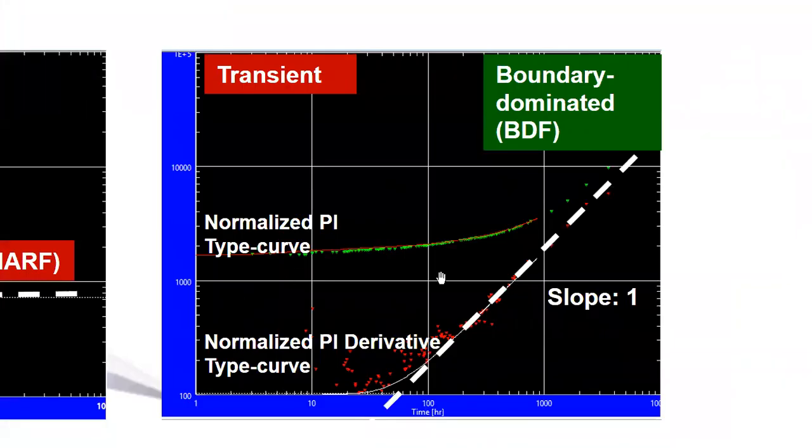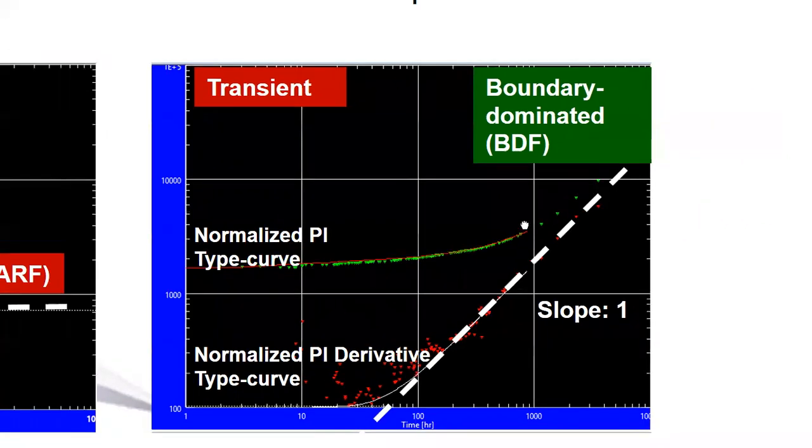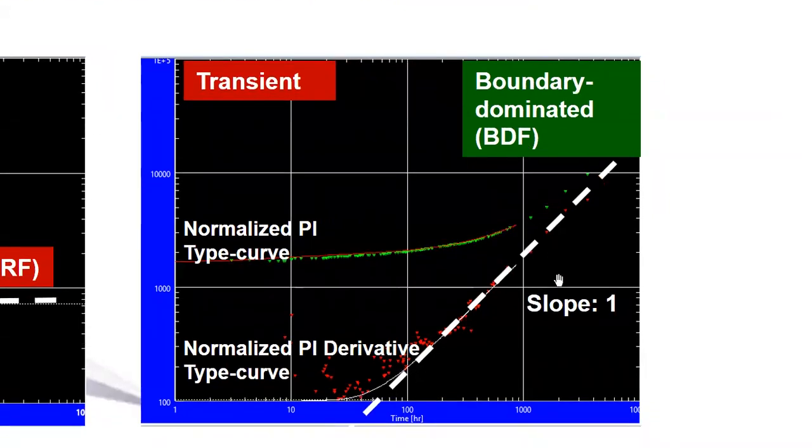This is the log-log plot for RTA analysis. Once you have transient, we have this shape of the normalized pressure integral and normalized pressure integral derivative, as you can see. The main flow regime is the boundary dominated flow, characterized by this unit slope line on the log-log plot.